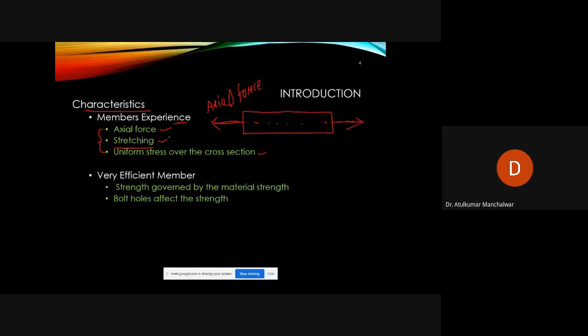This is the second property. The first property is axial force. Axial force means the force will act exactly along the longitudinal axis or the major axis of a member. Okay, that is the axial force. And the second is stretching, which means it will try to stretch the member, it will try to increase the size of a member.